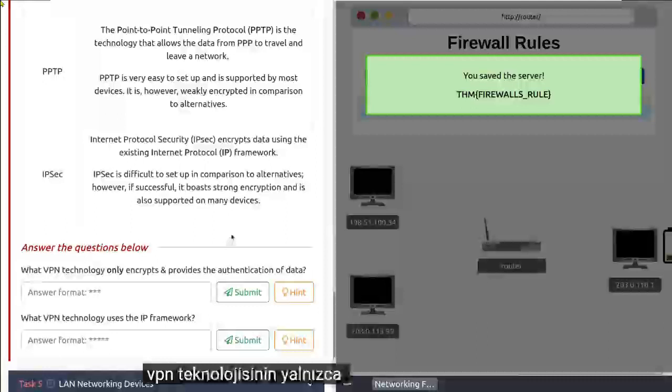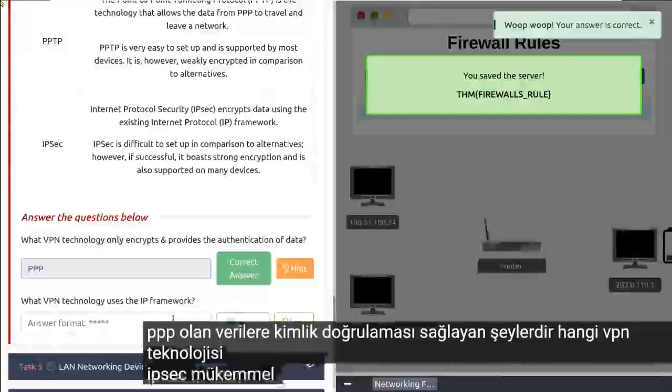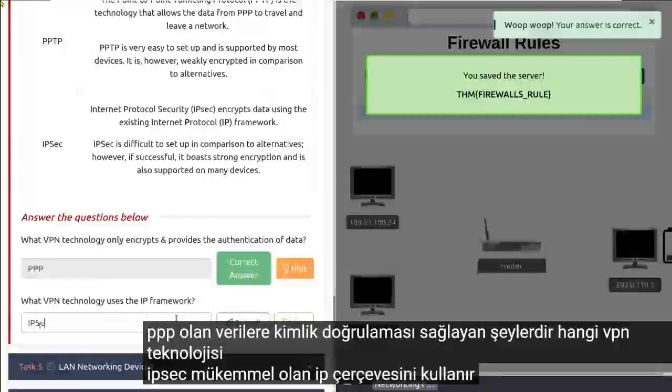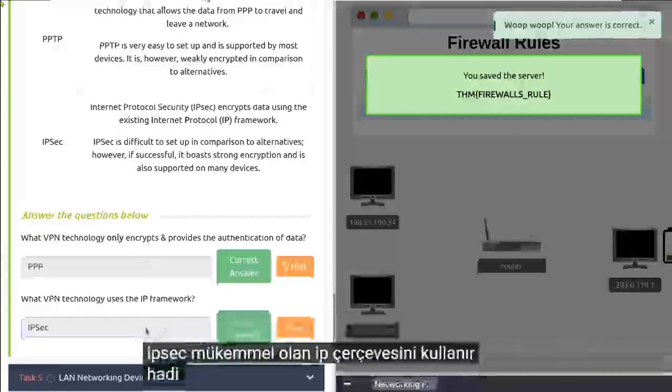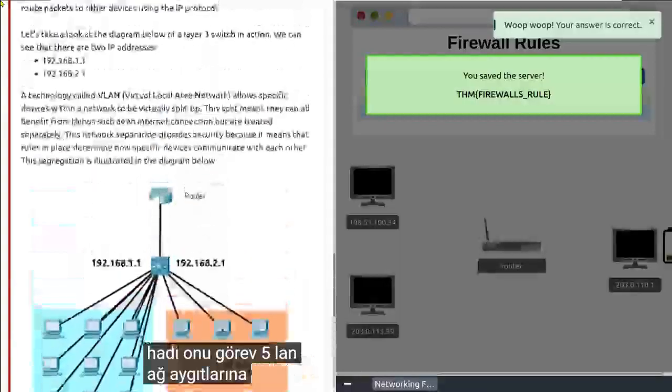What VPN technology only encrypts and provides authentication to data? That is PPP. What VPN technology uses the IP framework? That is IPsec. Perfect. Let's move into task 5, LAN networking devices.